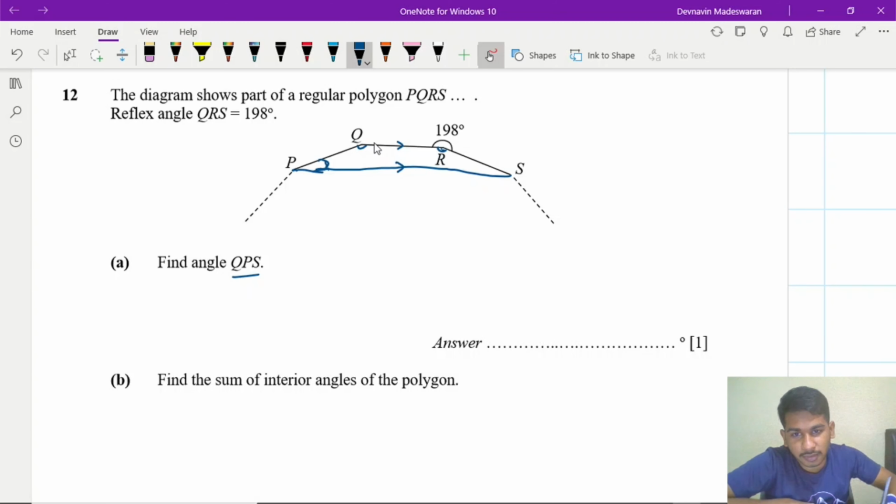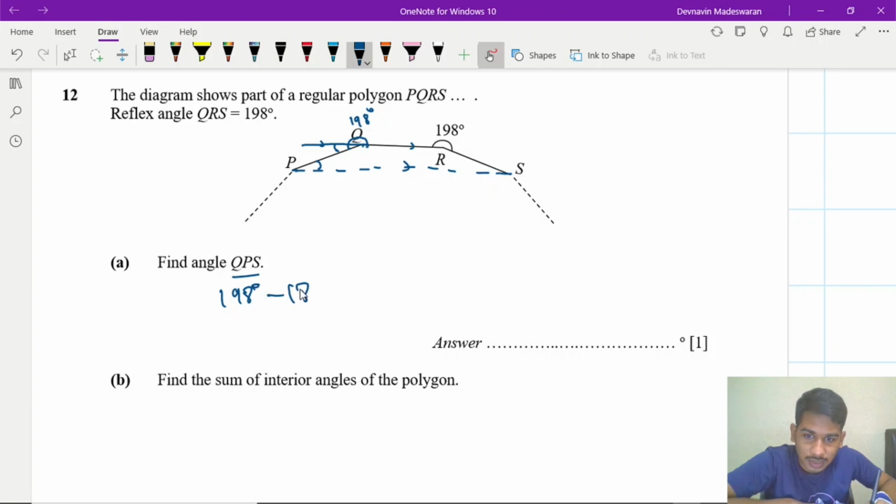Oh wait, I have another idea which will be pretty cool. Same answer but a different idea. This means this is also 198 degrees, so let this be here. This is parallel to this, and let's straighten this line. Look, if we take away 180 degrees from there, then we have this angle, which is the same as this angle. So QPS is just going to be 198 degrees minus 180 degrees, which is 18 degrees. I hope that logic works.